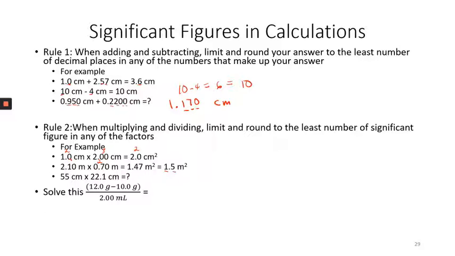Now let's try this one. So 55 times 22.1. If I just punch that in the calculator, I'm going to get 1,215.5 centimeters squared. Now I need to round it to significant figures. This has 2 significant figures. This has 3. So I need to have 2. So you start at the left and you count in 2 places, so I must round to the hundredths place.